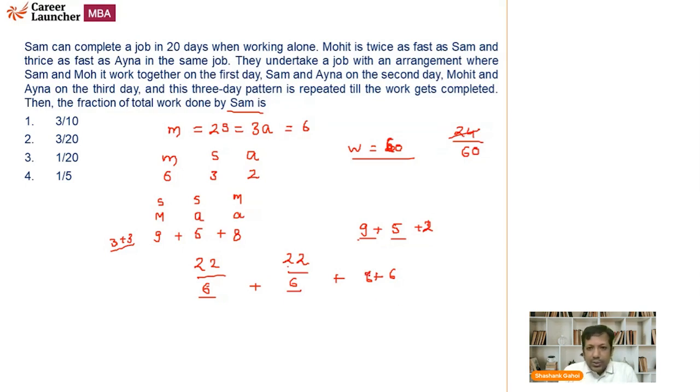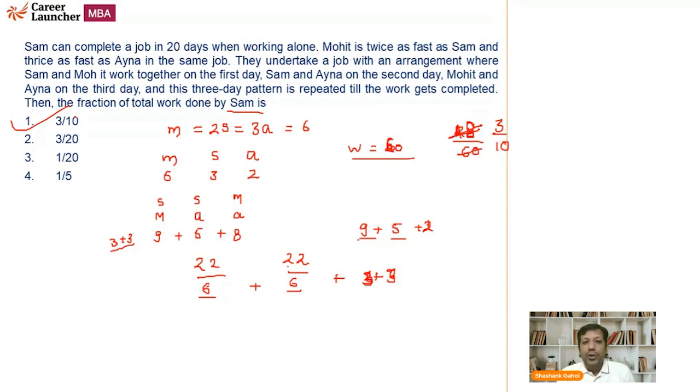Oh, I'm sorry. This is going to be 3 units. This is going to be 3 units. So it is total going to be 18 units. 18 units out of how much? 60. So how much is Sam actually going to do? That is 3 by 10 of the total work. So the answer of this question is going to be option 1, that is 3 upon 10.